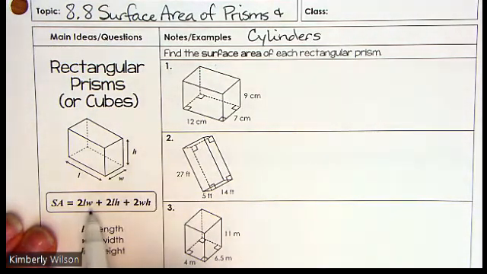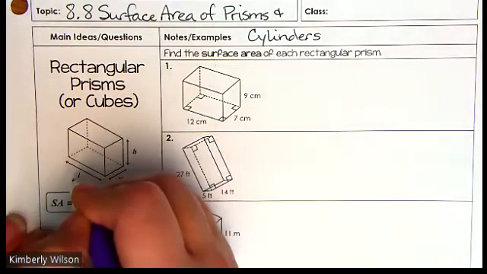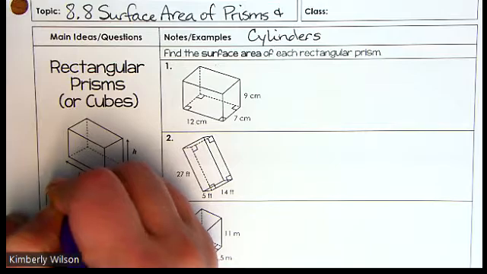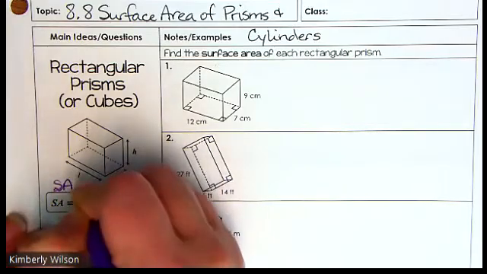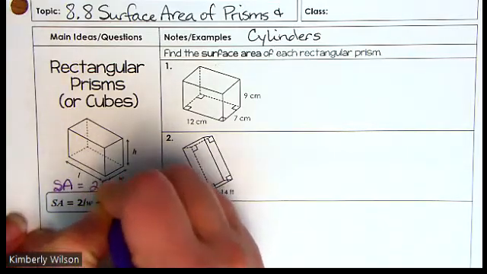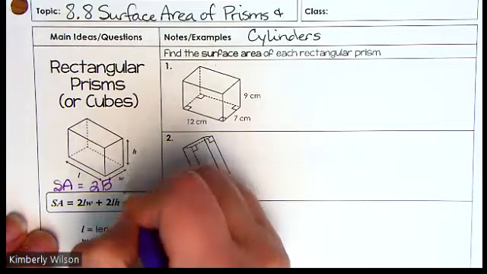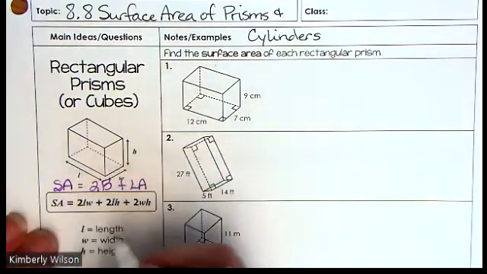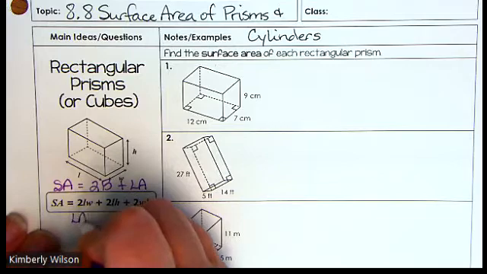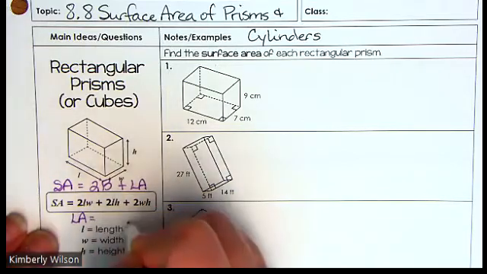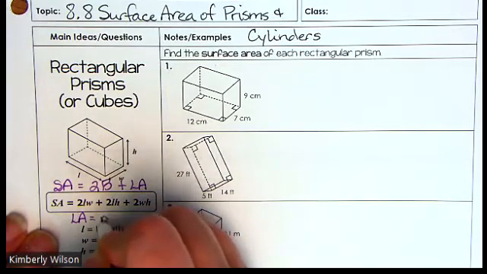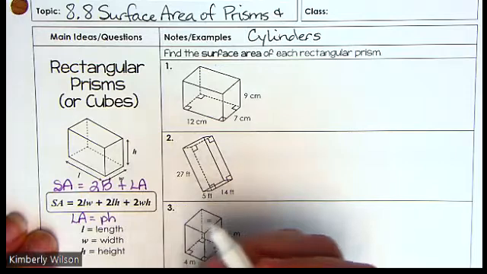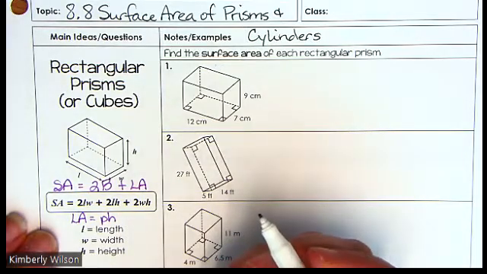It gives you this formula right here on this page, but what's on your formula chart that you get to use says surface area equals 2 capital B plus LA. Now, sometimes the LA might have P H, and you're like, what do all of these letters represent?